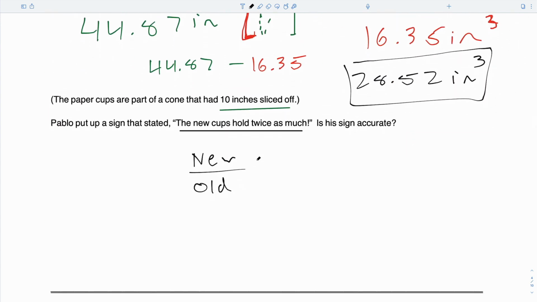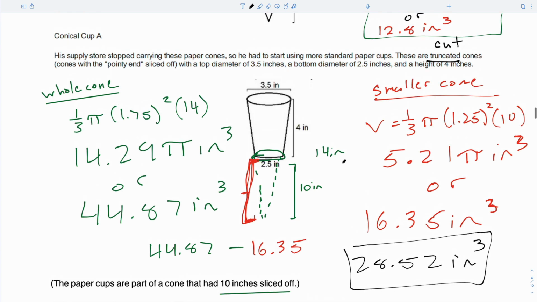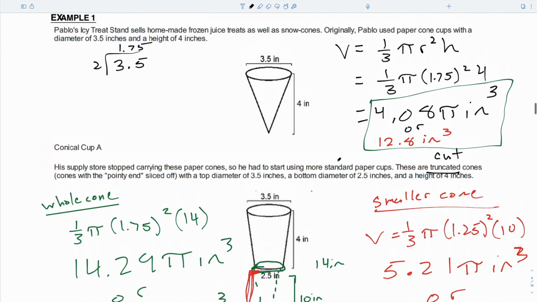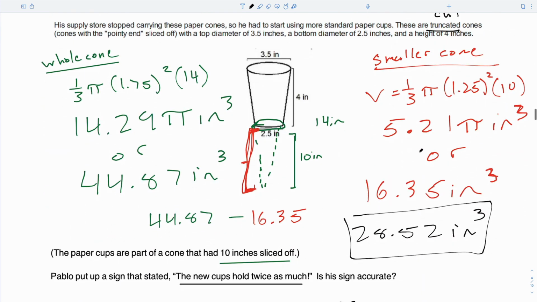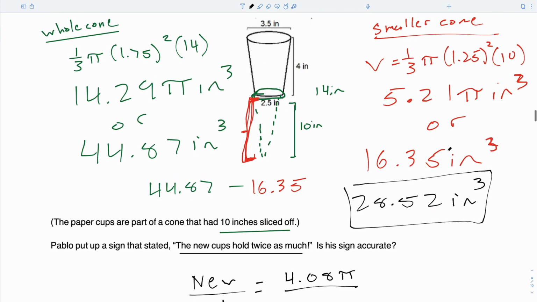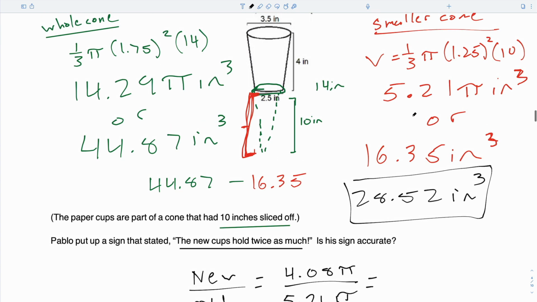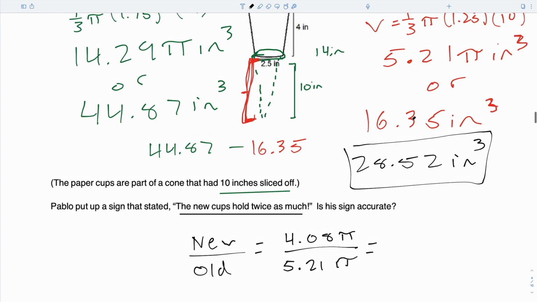Let's write that in terms of pi first. And then we're going to divide it by, did we do something wrong? 4.08, oh, that's why. 5.21 pi on the bottom. And divide it.